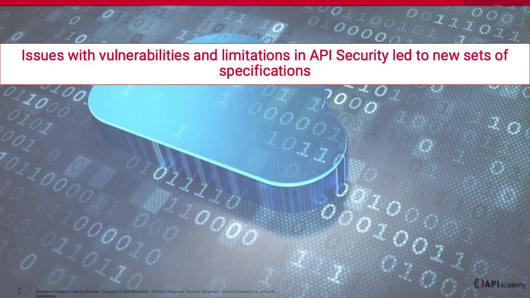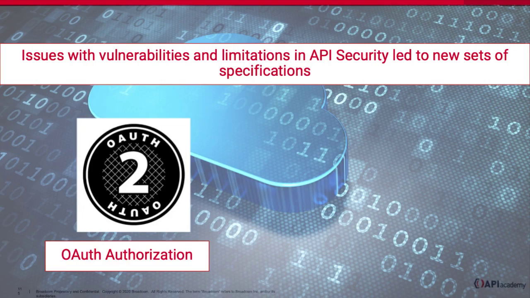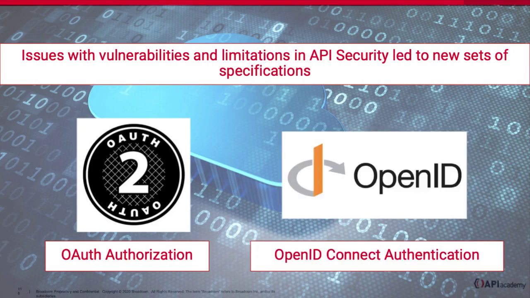We've discussed how some of the technologies mentioned in this video have been compromised. Others are simply insufficient for modern scenarios involving multiple parties, access control delegation, and consent management. Because of these various vulnerabilities and limitations, new sets of specifications arose, such as the OAuth framework for authorization and the associated OpenID Connect authentication layer. These will be covered in more detail in other API Academy videos.